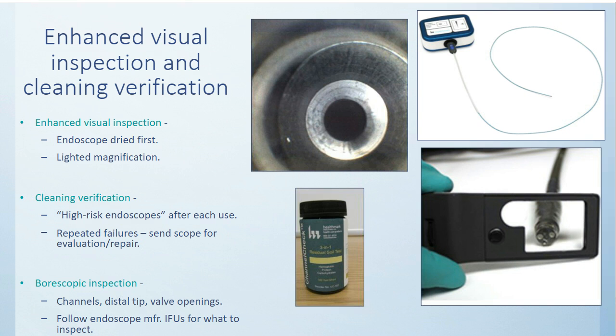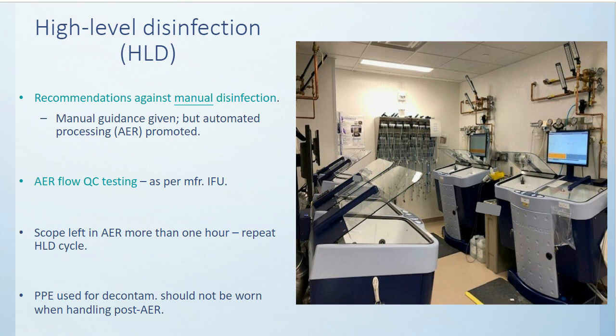For manual rinsing, the use of critical water for the final rinse unless sterile water is specified by the manufacturer's written IFU. There's focused recommendations against manual disinfection. This is a statement that is clearly stated a few different times in the document. We do give manual guidance because there needs to be a manual backup if automated processes fail, but automated processing is always promoted. There's reference to AER flow QC testing as per AER manufacturer's instructions.